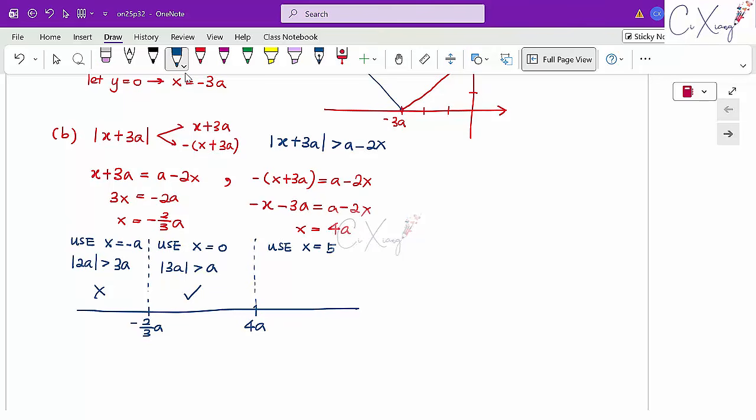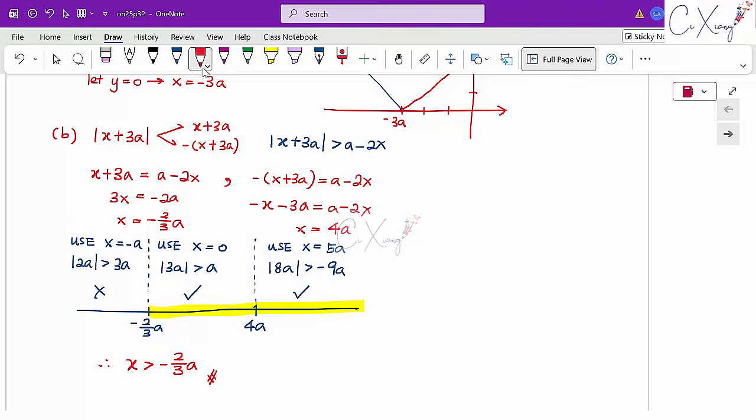Then the next one, we are going to try out the third part. So maybe I use x equals 5a. Substitute into the inequality here, you're having modulus 8a on the left-hand side, greater than a minus 10a. So a minus 10a, you're having negative 9a. Modulus 8a is positive, right? So positive 8a greater than negative 9a, which means this is also a correct answer. So out of the three parts here, which parts give you the correct inequality? Therefore, your final answer should be x greater than negative 2 over 3a.